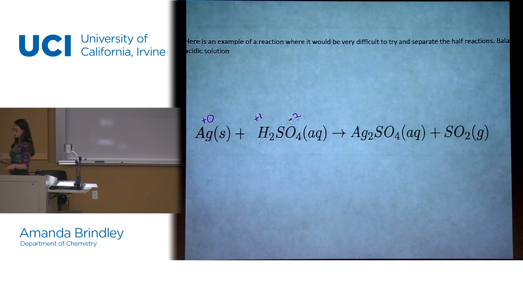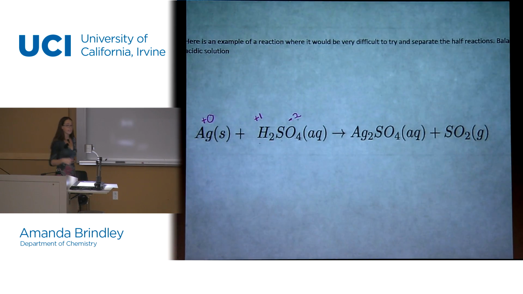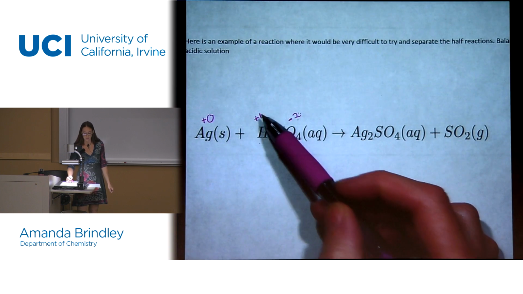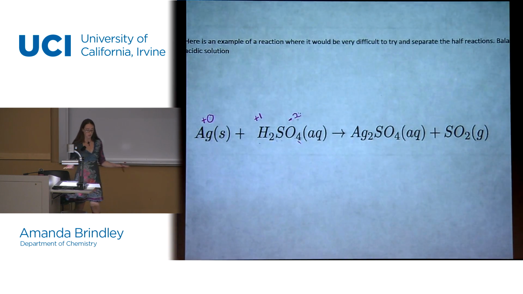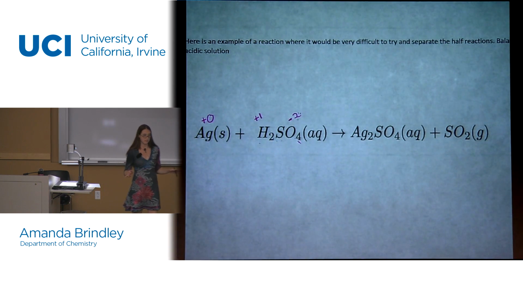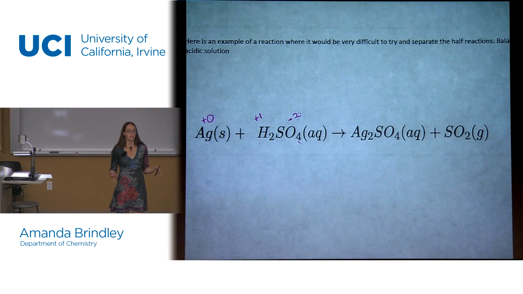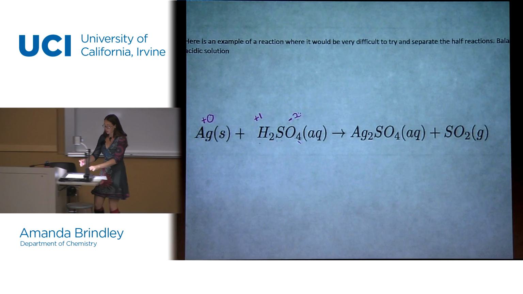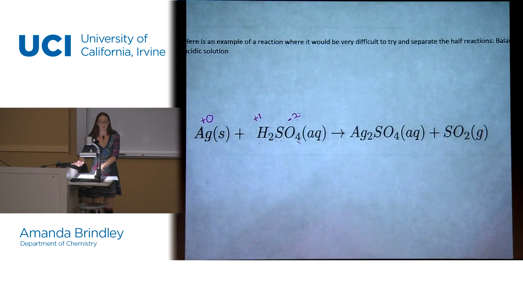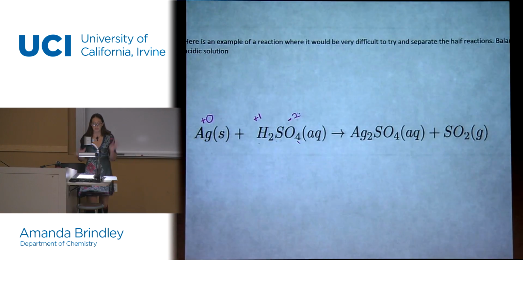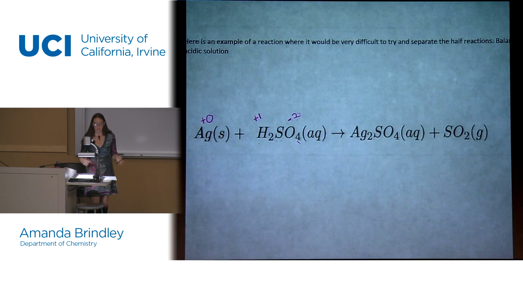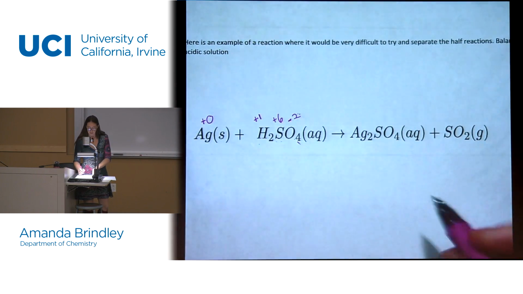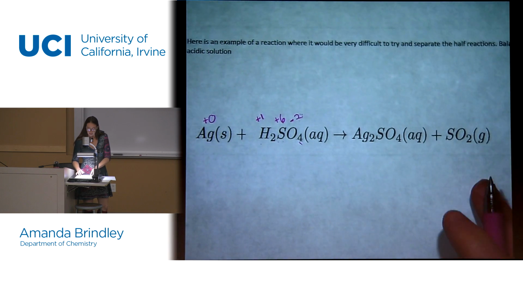So we need to keep track of all the charges. So we have 8 negative charges, right? 2 times 4. So we have 8 negative charges. We have 2 positive charges. So overall, we're at a -6. And what do we need to be at when we're done? 0, because the charge on this whole thing is 0. So we need to make this whole thing equal to 0. So right now we have -6. So what does sulfur need to be? +6.